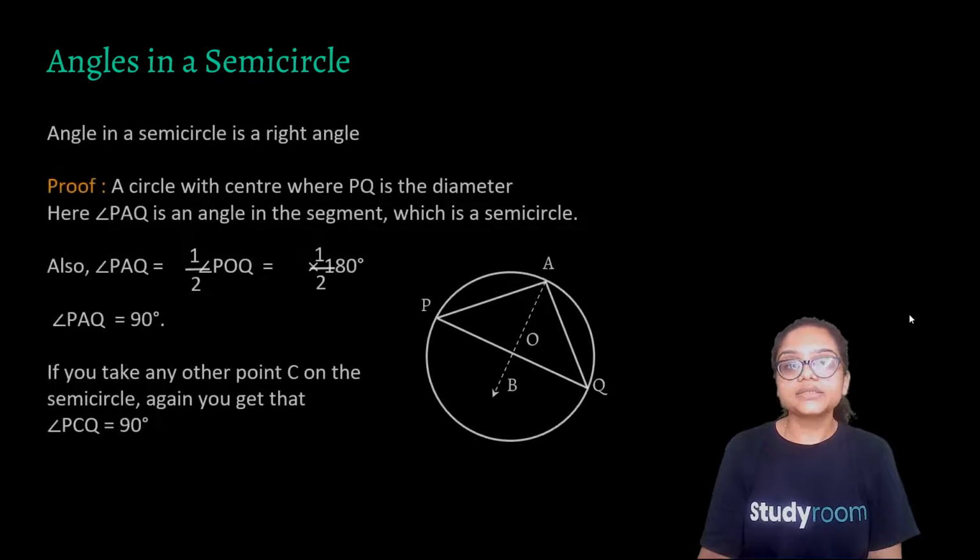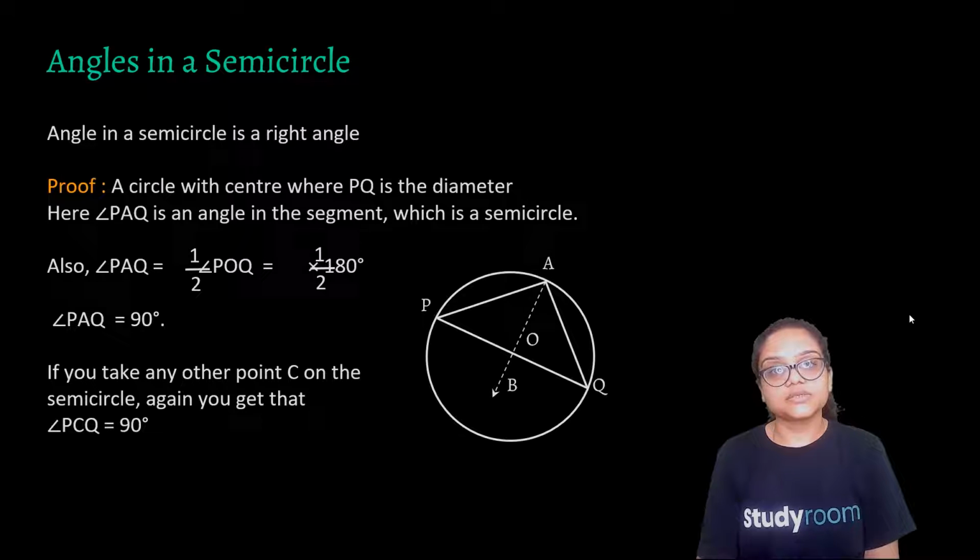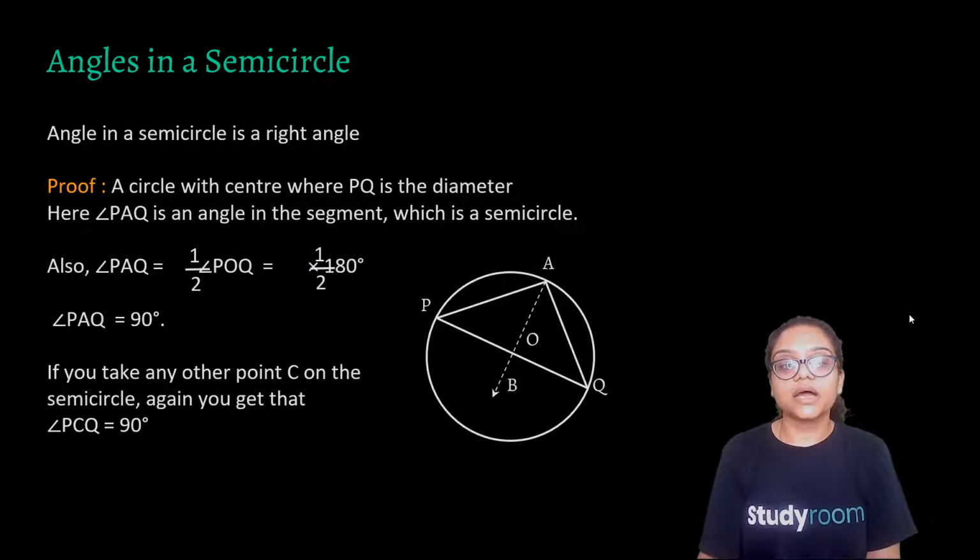Angles in a semicircle: for a circle with center O where PQ is a diameter and angle PAQ is the angle in the segment which is a semicircle, angle PAQ would be equal to half of angle POQ, which is 90 degrees. So the angle in a semicircle is always 90 degrees, and this is another proof which is very easy and the same as the angle subtended by an arc.